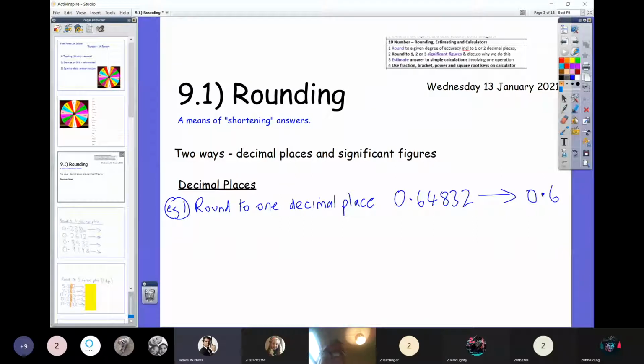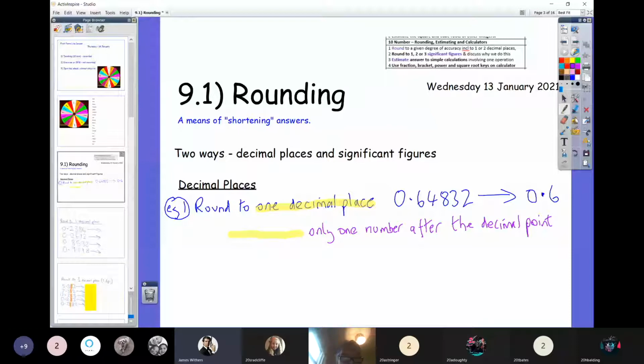So when it says 1 decimal place, can you write down that your final answer will only have 1 number after the decimal point? And we will practice doing those. We will look at doing those in a bit more detail in a minute, okay?